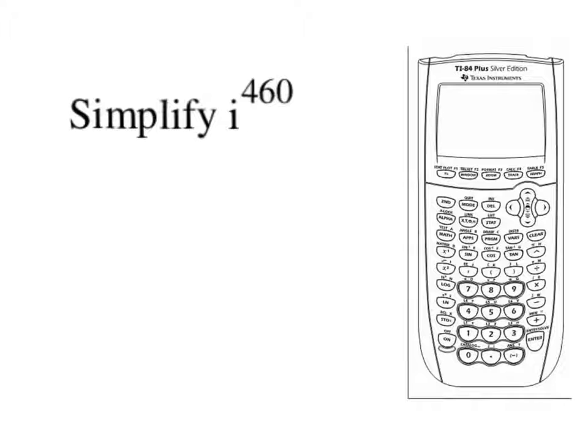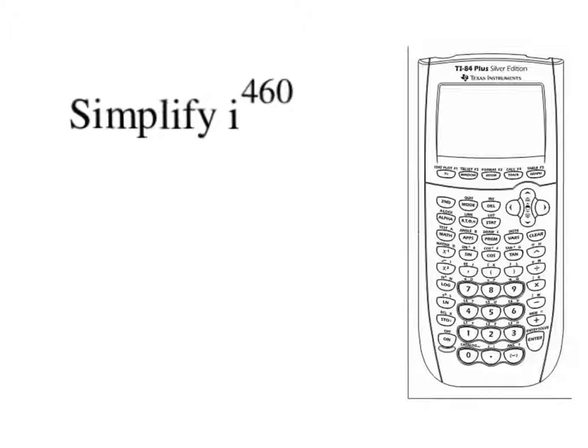So in this example, we have simplifying a power of i. I to the 460 is very massive, so your calculator actually can do this for you. The first thing you need to do is make sure that when you click mode on your calculator, you're in a plus bi form.